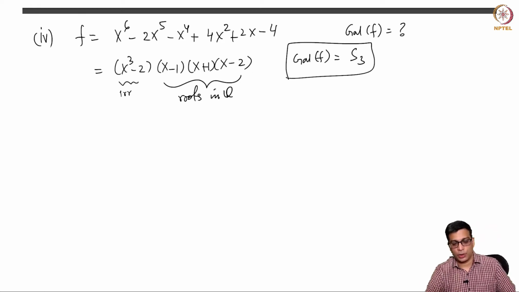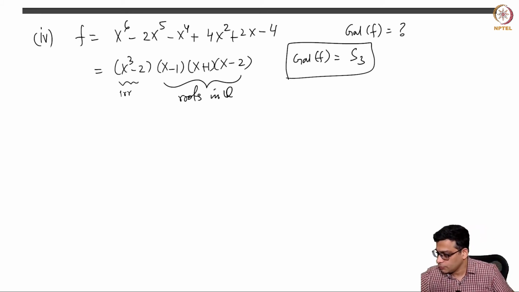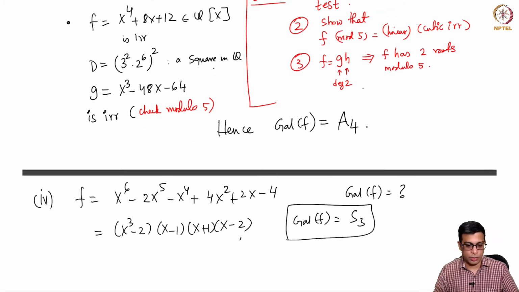Okay, I just wanted to do this to illustrate that just because you have large degree doesn't mean that the Galois group will also be a big group. Depending on the factorization of the polynomial, you can fall back into smaller ones. Okay, so now let me do one more problem.